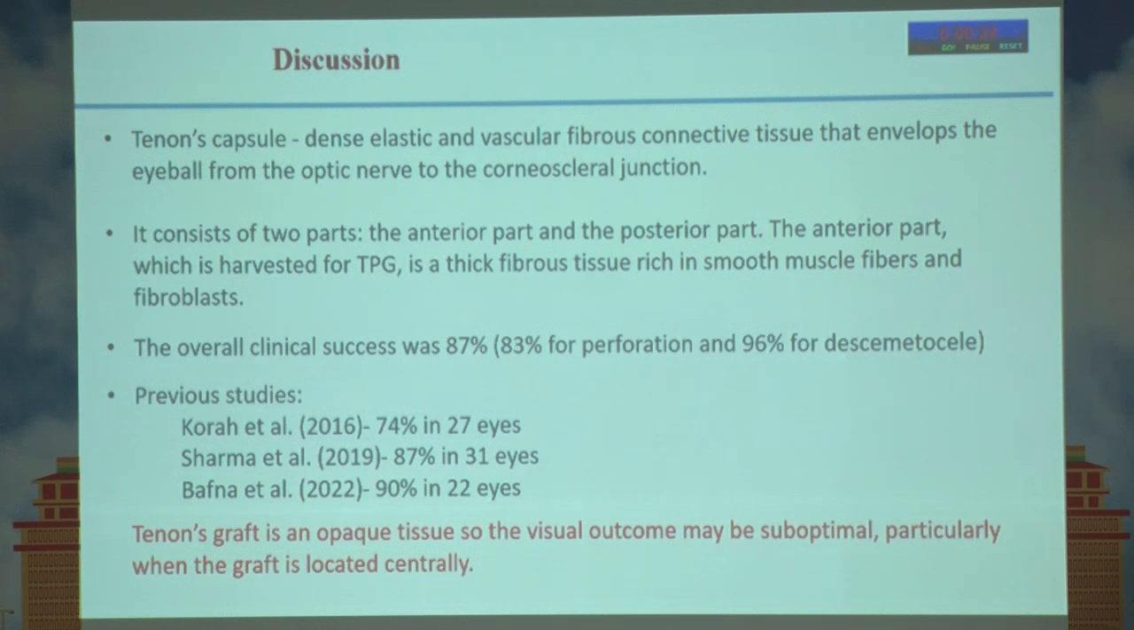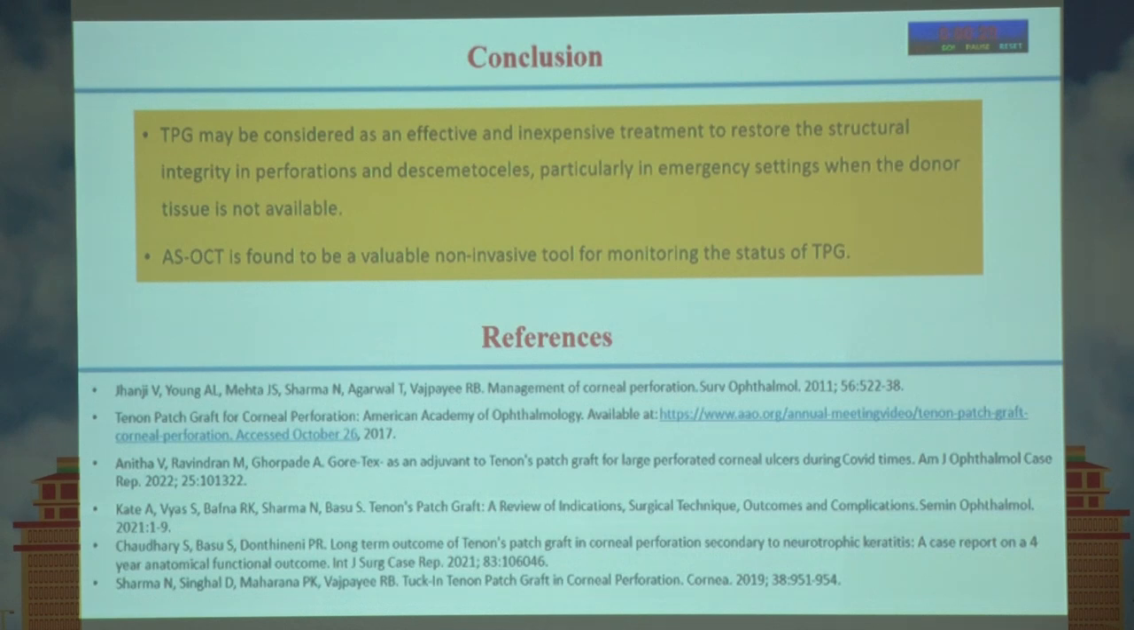Overall clinical success in our study was 87% and previous studies documented 74% to 90%. And since Tenon's graft is an opaque tissue, the visual outcome will definitely be suboptimal and they need keratoplasty. So TPG may be considered as an effective and inexpensive treatment to restore the structural integrity in perforation and descemetoceles, particularly in conditions where adherent tissue is not available. And AS-OCT was found to be a very valuable non-invasive tool for monitoring the status of graft in post-operative period. Thank you.